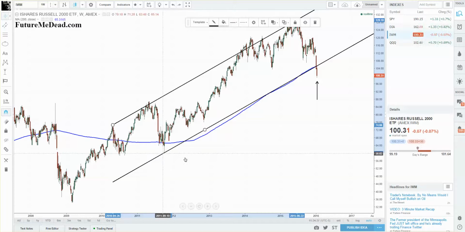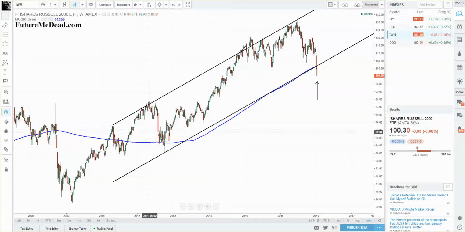Now this gives us a parallel channel that in a healthy bull market should be respected to some degree and continue moving higher. This lower trend line can be used as a pivot point for reversals. Okay, and you can see here that we have a material break of this trend line.